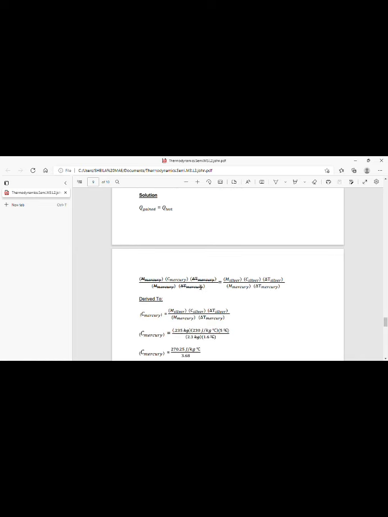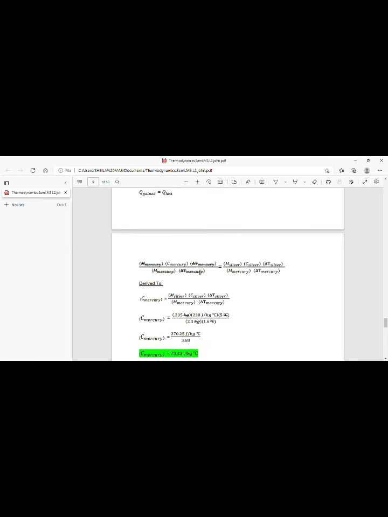Same. We will only remain the missing, which is the specific heat of the mercury. Cancel out the remaining one. Then derive it: specific heat of the mercury is equal to the mass of silver, specific heat of the silver, the delta T of the silver, over the mass of the mercury and the delta T of the mercury, which is change in temperature. We're going to solve it.